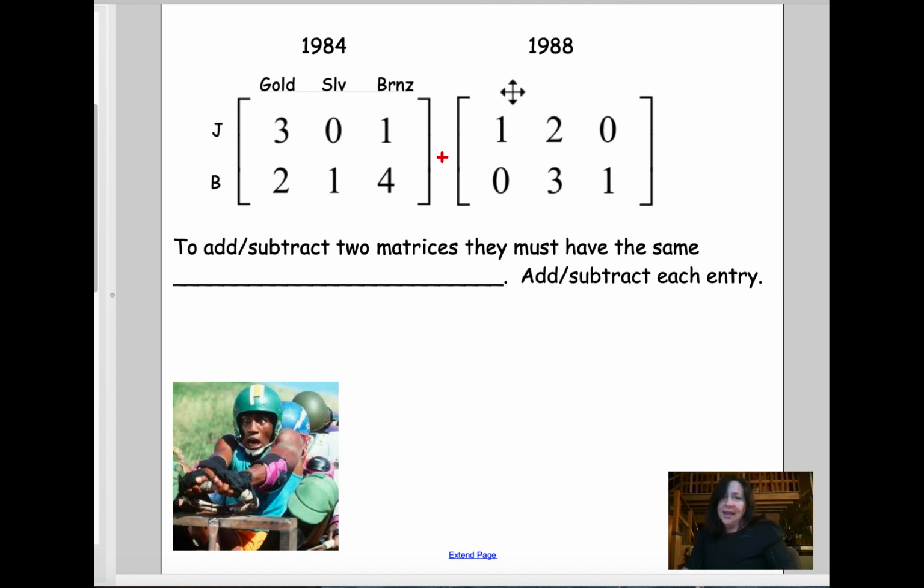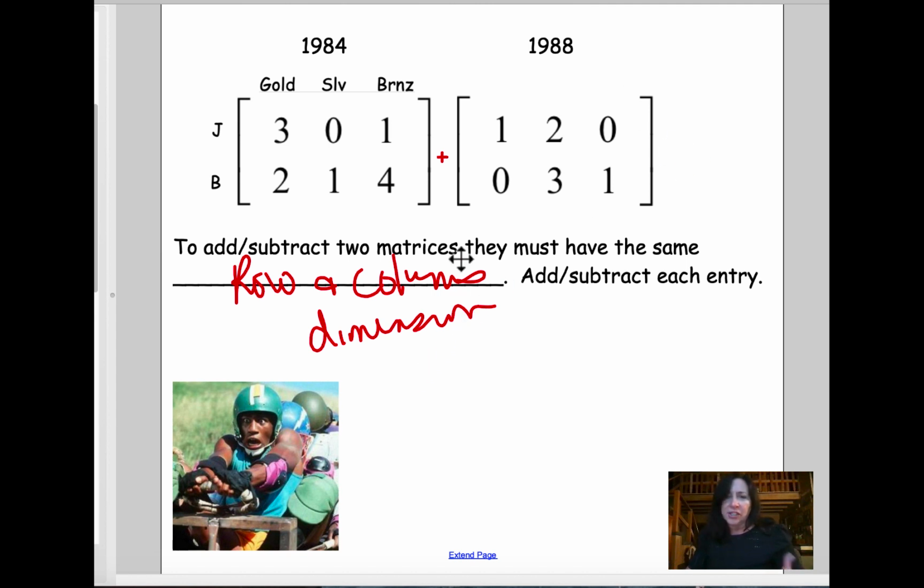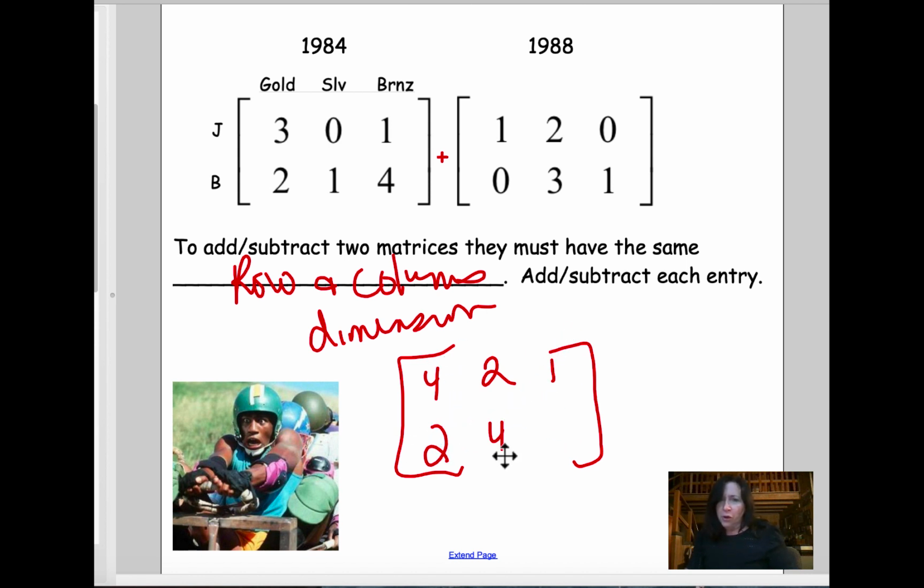And in 1988, similar. So what happens is, to add and subtract 2 matrices, of course, they must have the same rows and columns, right? And that's called the same dimensions. And in order to get those dimensions, you would just make sure it's a 2 by 3 plus a 2 by 3, and that's going to yield me a 2 by 3. So that's going to be 3 plus 1, which is 4, 2 and 1, and this will be 2, 3 plus 1 is 4, and 4 plus 1 is 5, and then I'm done, okay?